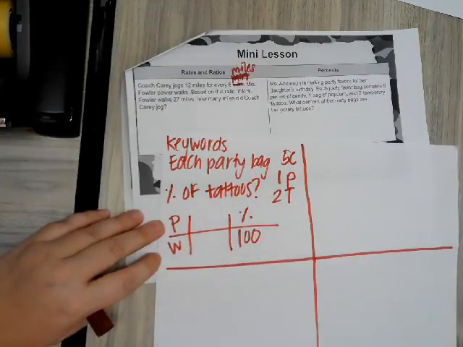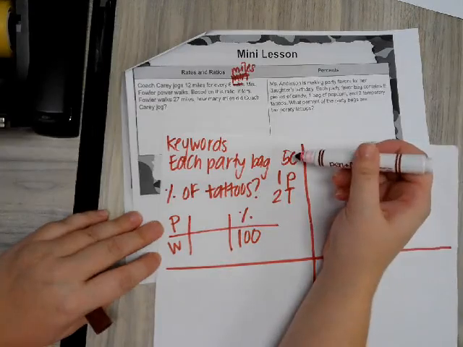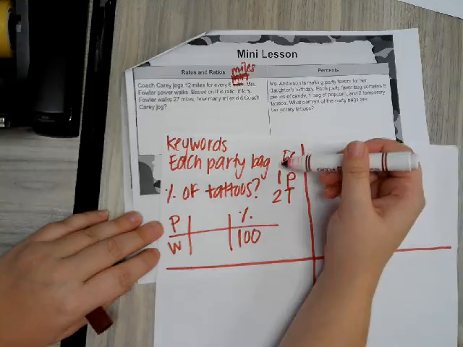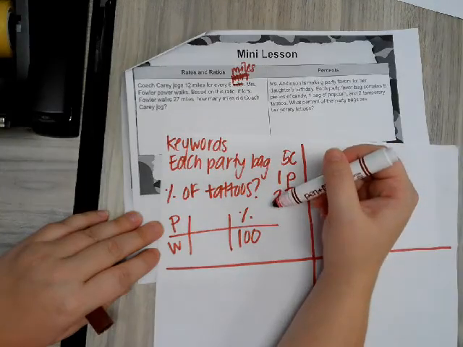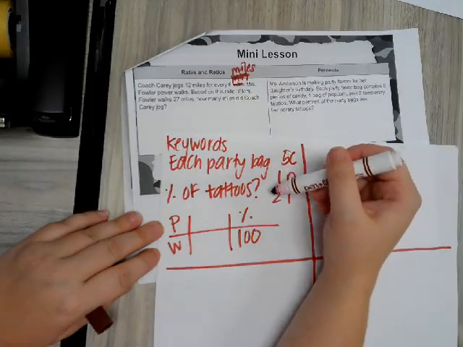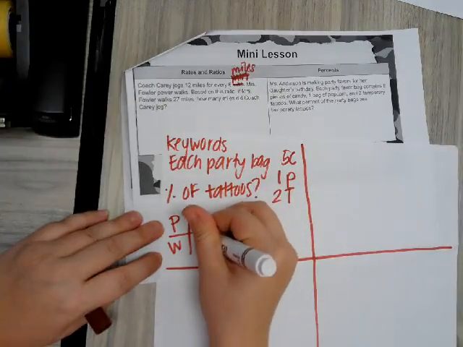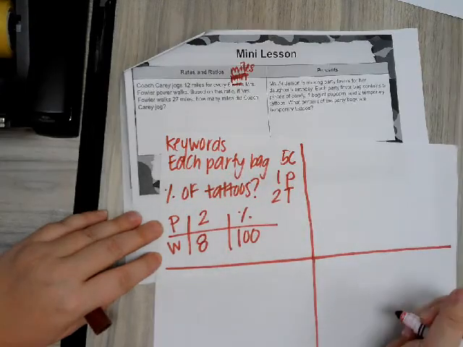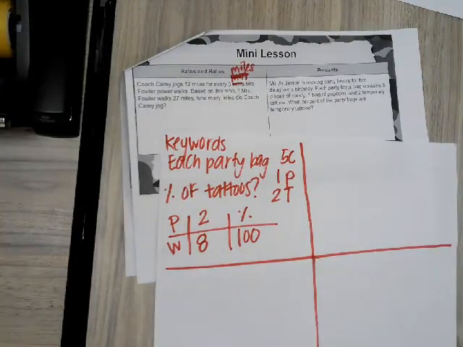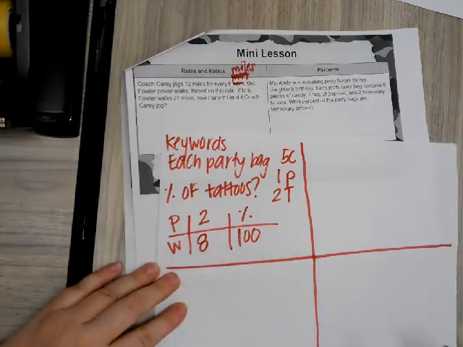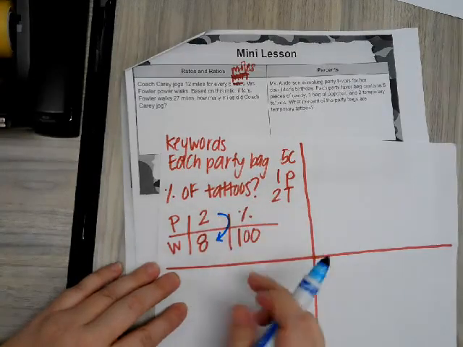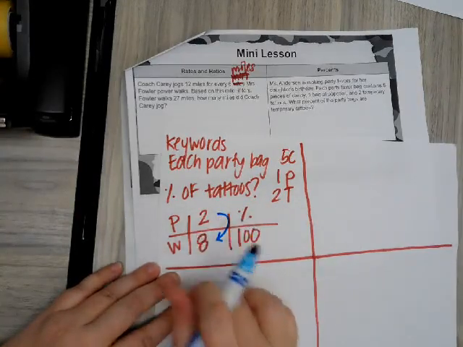Okay, so now how many pieces would be in my party bag? Well, let's see. 5 plus 1 is 6, plus 2 is 8. But how many were just tattoos? 2. Okay. So now let's go ahead and solve. Let's find a pattern. Can I get from 8 to 100? No. But there is a pattern here. How do I get from 2 to 8? I can multiply by 4, right?